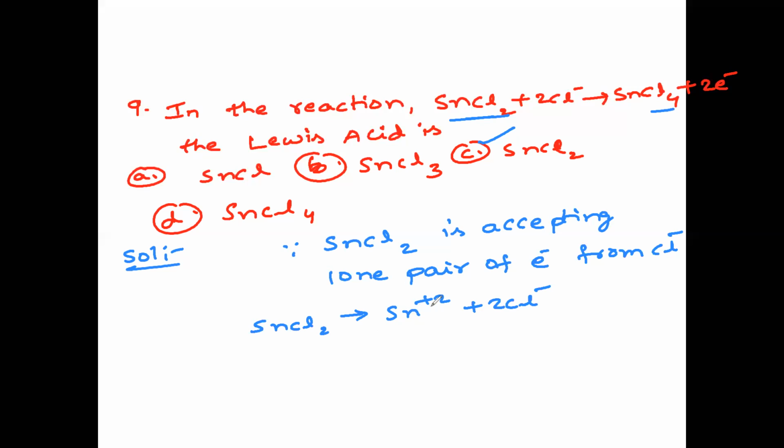And cations will accept a lone pair of electrons, as cations are Lewis acids. So SnCl2 is accepting a lone pair of electrons from Cl minus. So the answer is only SnCl2. Very, very important questions like these, so please note down. Next, question number 10 we'll discuss. Meanwhile, you write down the question in your classwork.